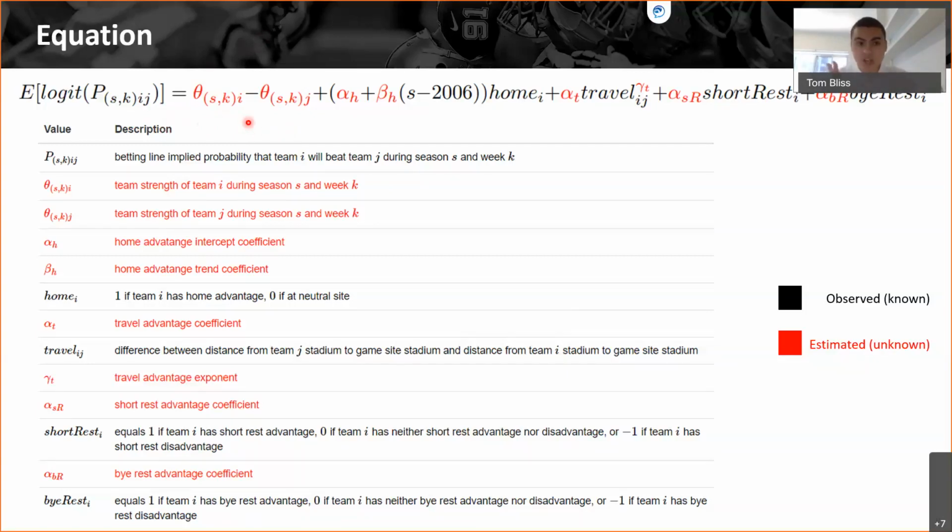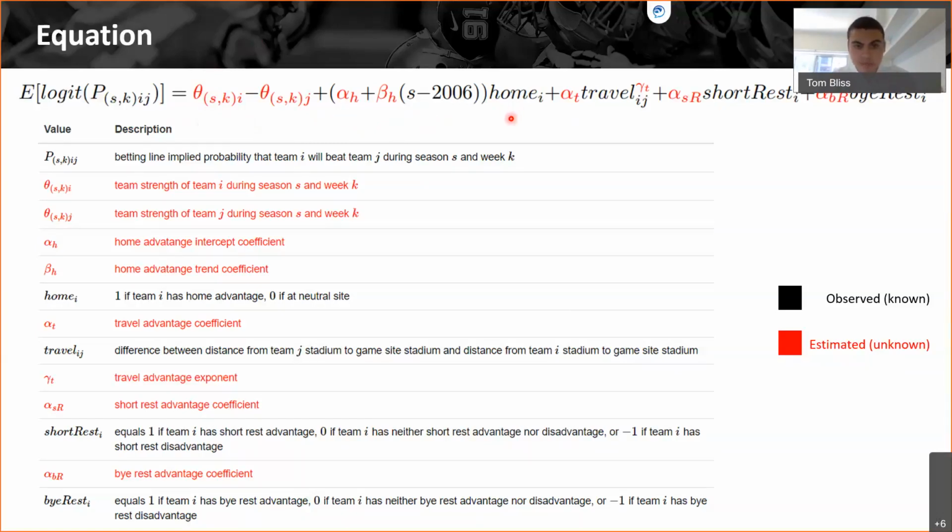This is just something we know betting lines take into account, and we have to make sure that we're taking them into account in order to parse out the information we actually are interested in. Okay. So the next term we have here is our home advantage term. We have both an intercept, which is alpha H, and a trend term, which is beta H. Alpha will be constant, and beta will be a trend.